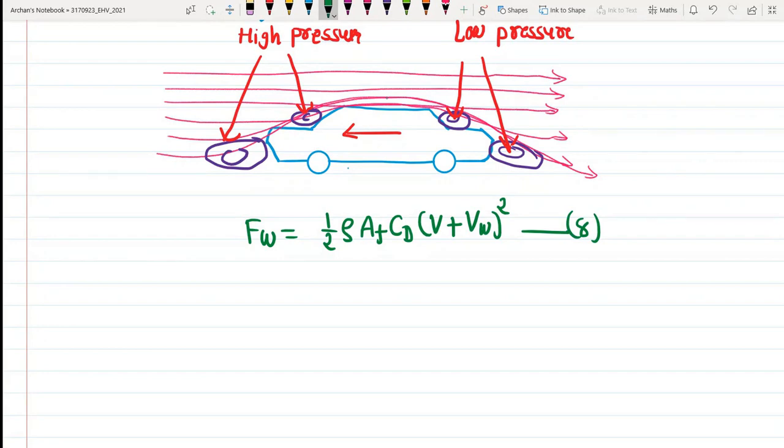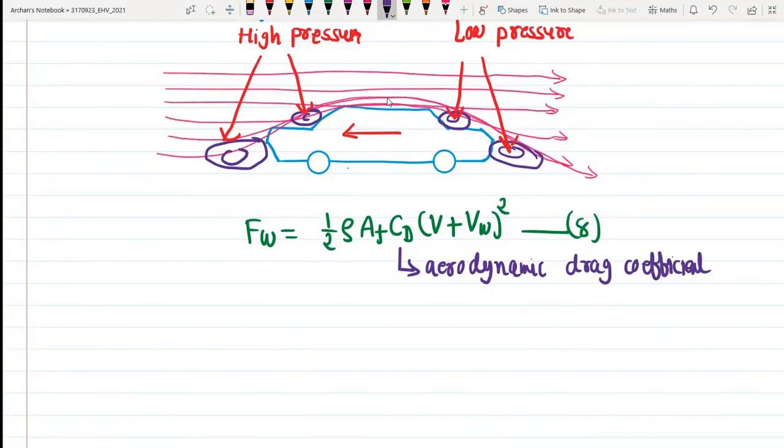Let us call it equation 8. Here CD is the aerodynamic drag coefficient, and it characterizes the shape of the vehicle.